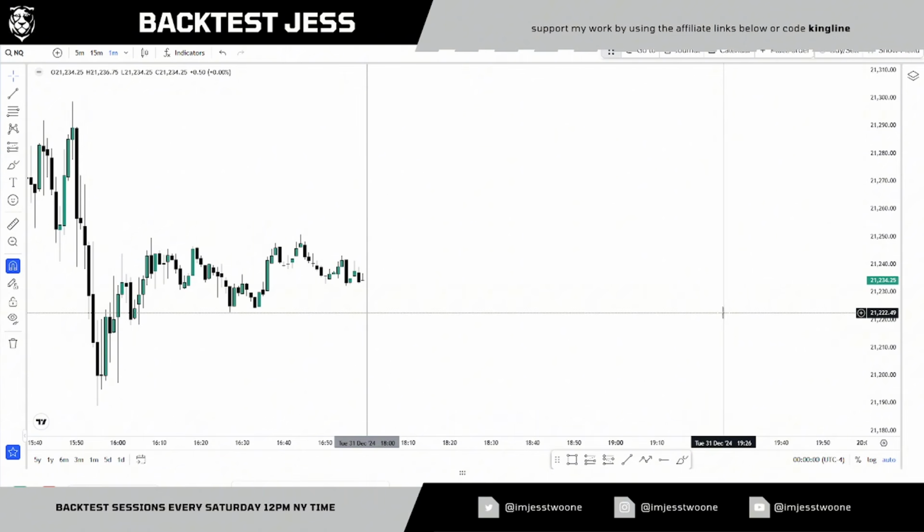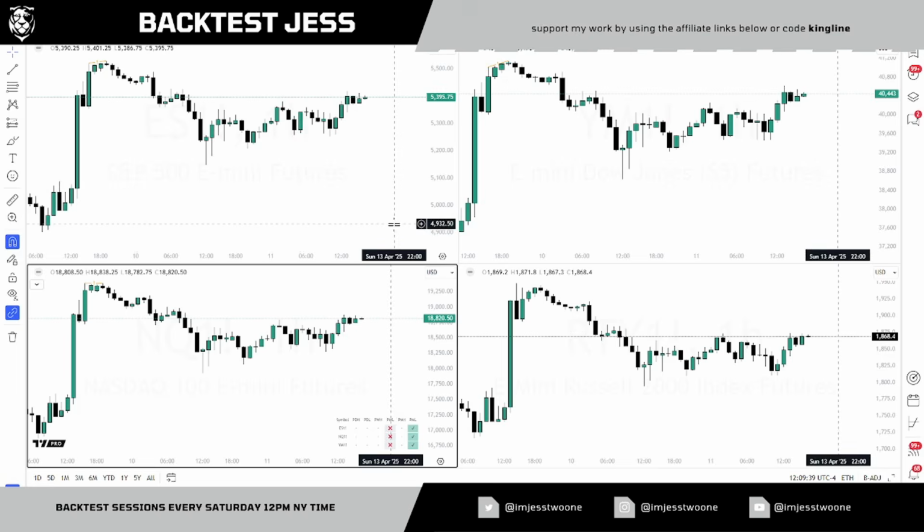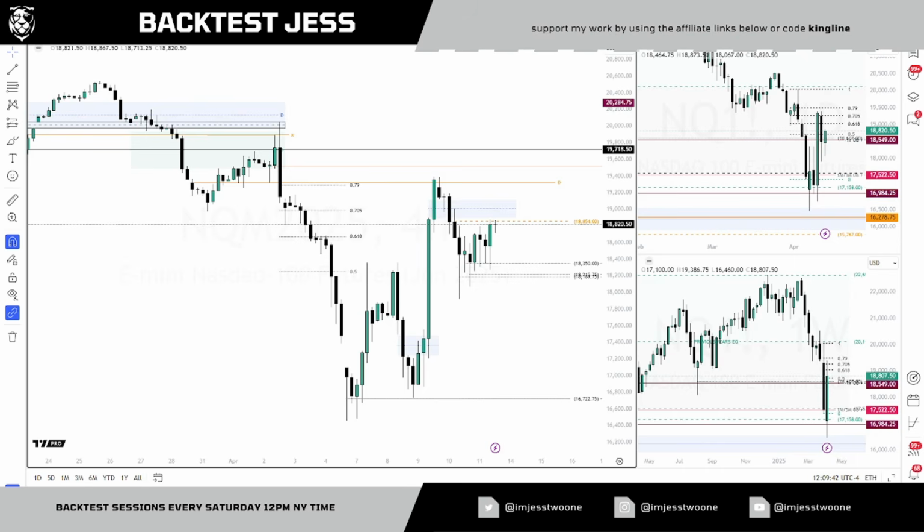So the reason I'm on FX Replay is because I know off the top of my head that TradingView likely doesn't have this data. I can verify just to be sure.